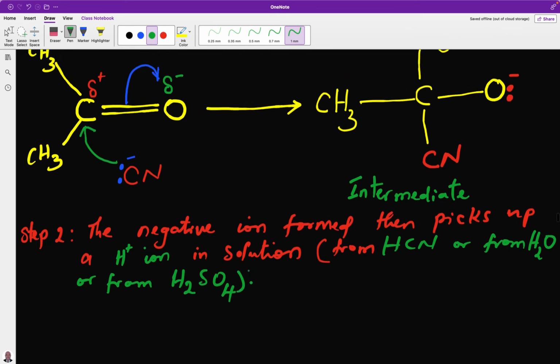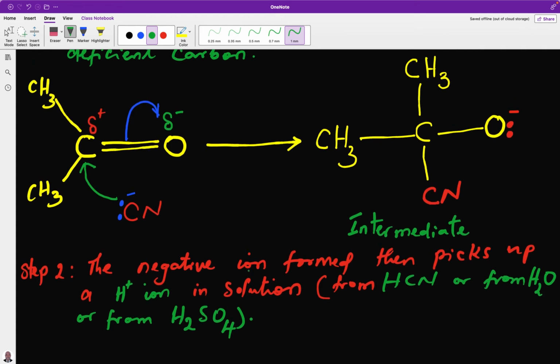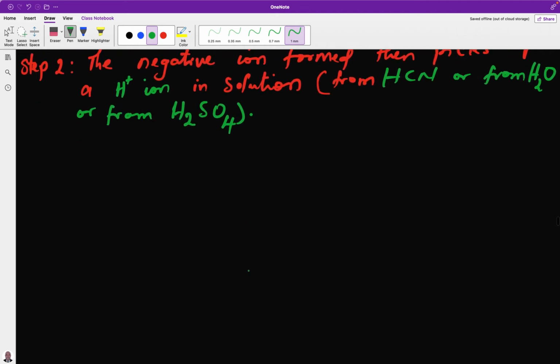So we are on step 2 now. After the intermediate is formed, the intermediate, which is highly reactive, is very, very unstable. And in order to be stabilized, what happens? The negative ion formed then picks up a hydrogen ion in solution that may come from hydrogen cyanide when it dissociates. It could come from water. It could come from the dilute sulfuric acid. And this is how the mechanism of the second phase will go.